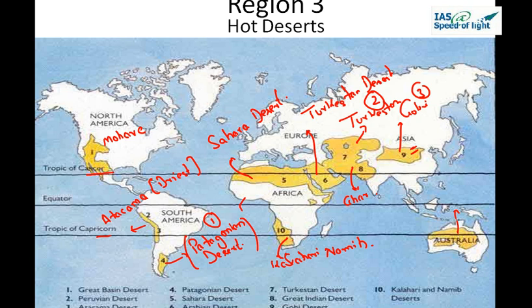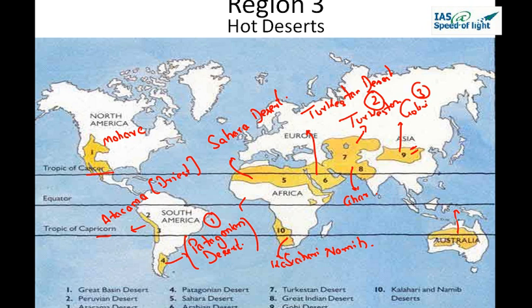So the Great Australian Desert is the second greatest desert after Sahara Desert. So there are two types of desert. One are the tropical deserts, and the other one are the temperate deserts. So one particular feature which we can note about these deserts is that the tropical deserts are on the western parts of the continents.